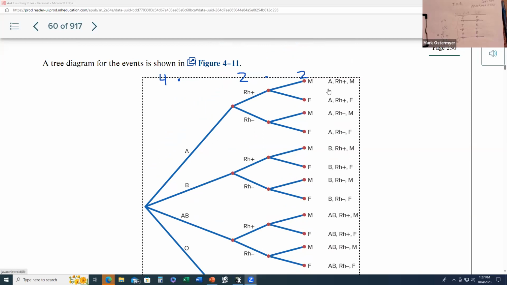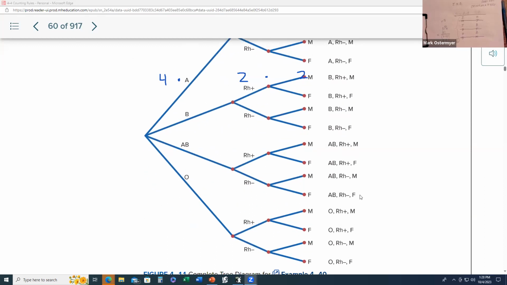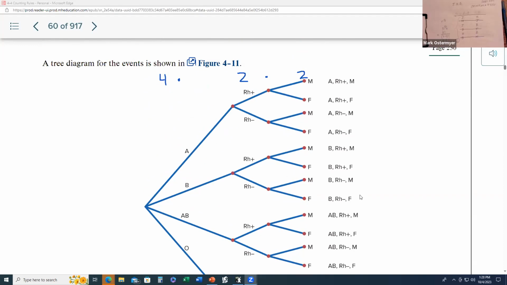You could have a type A positive male, a type A positive female, a type A negative male, type A negative female, type B positive male, type B positive female, type B negative male, etc., etc., etc. Everybody see that there?